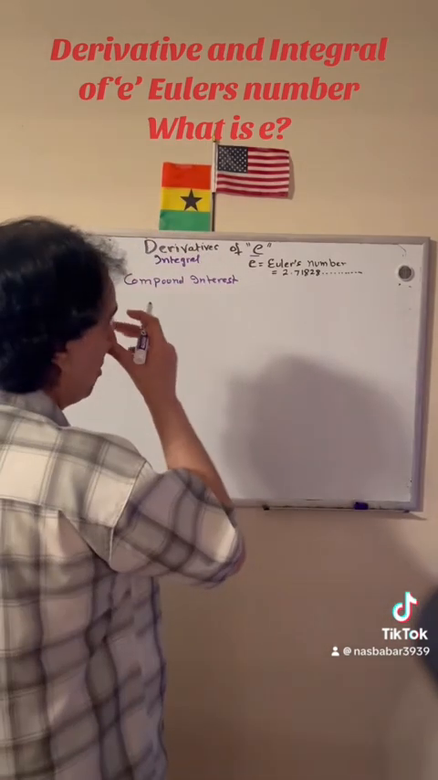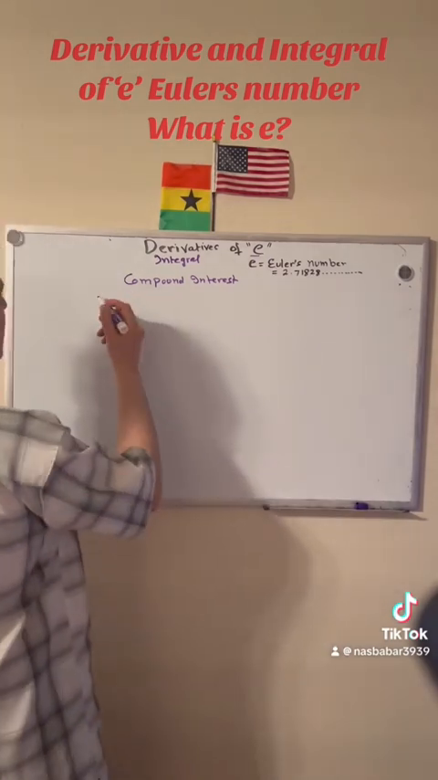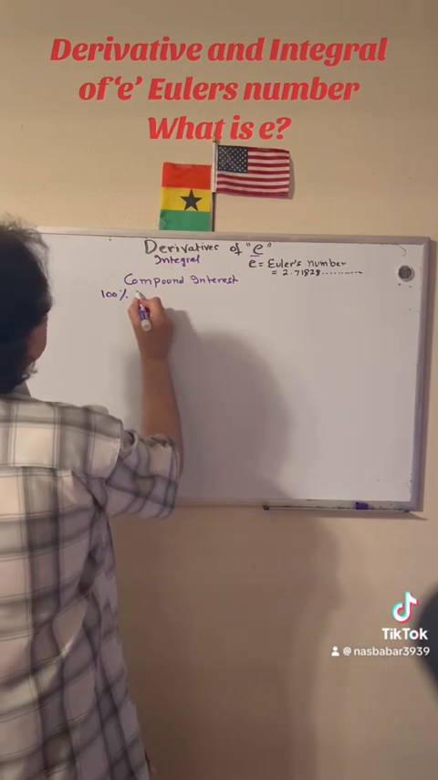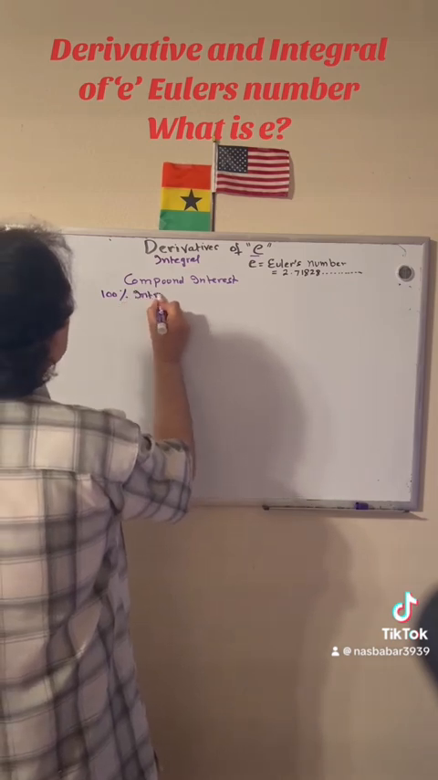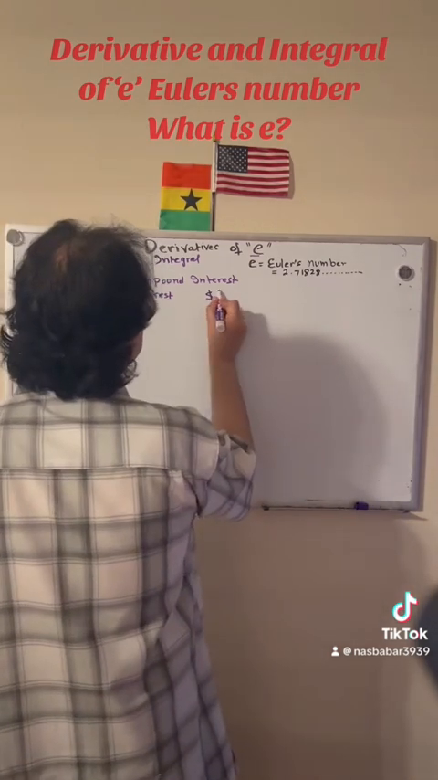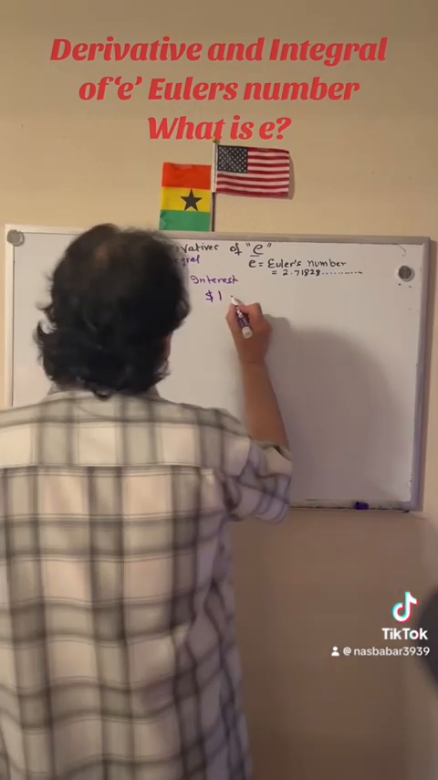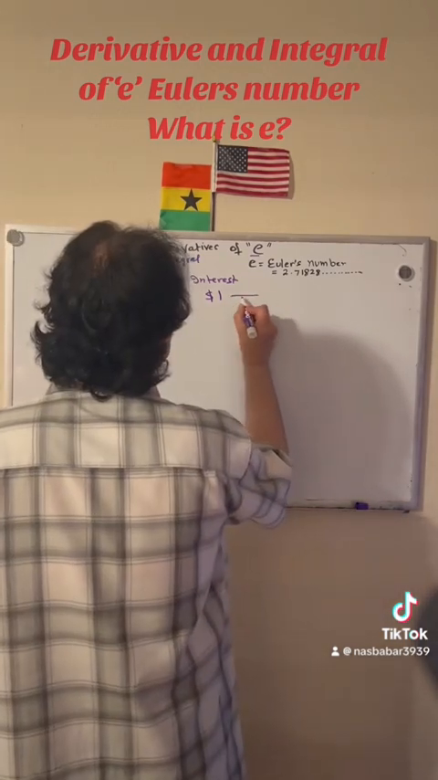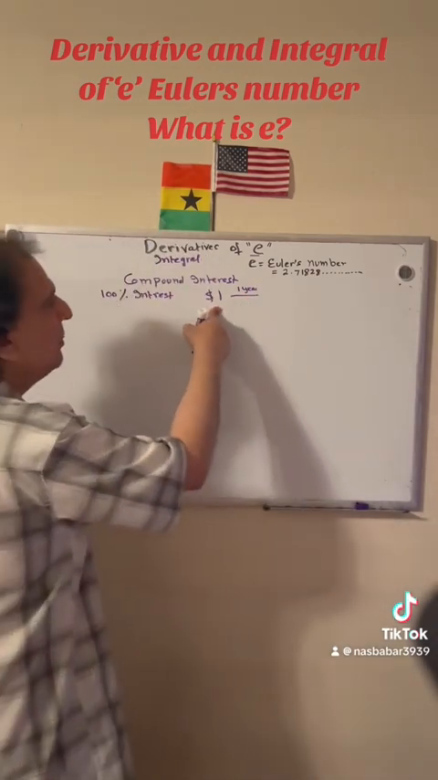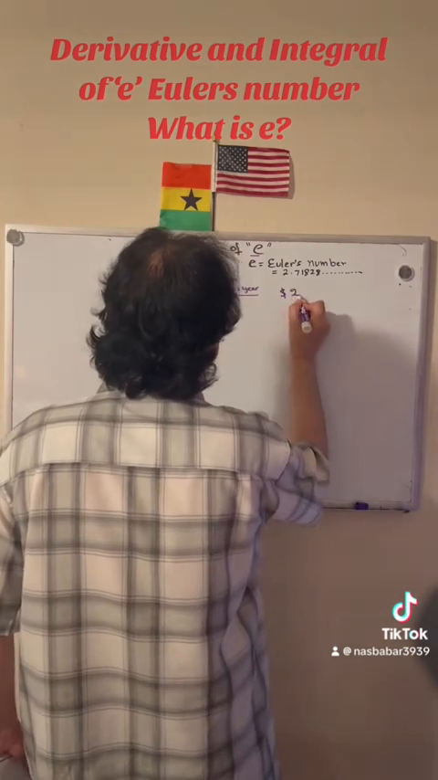Let's say you go to a bank and the bank is real generous and they say, oh yeah, we'll give you 100% interest yearly, okay? So you deposit $1 in the bank. After 12 months, after 1 year, how much will this become? Obviously, everybody knows it's going to become $2, okay?